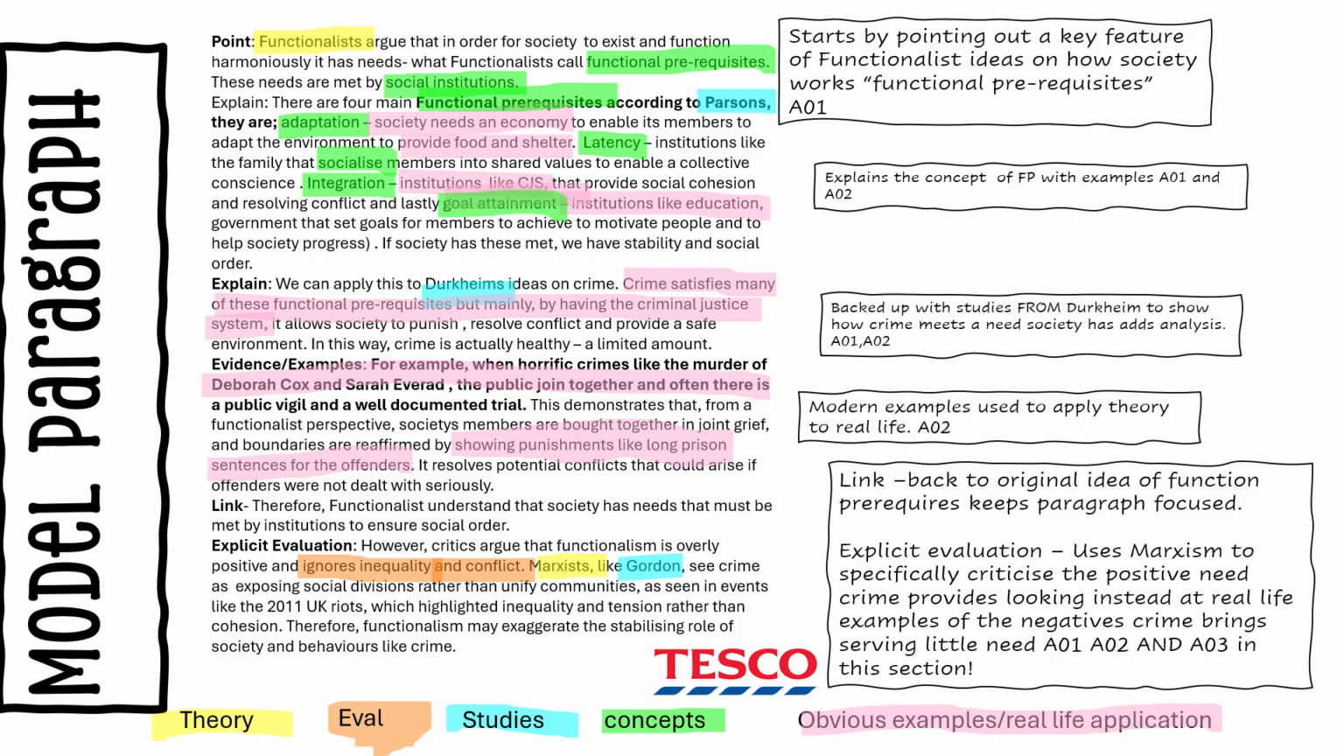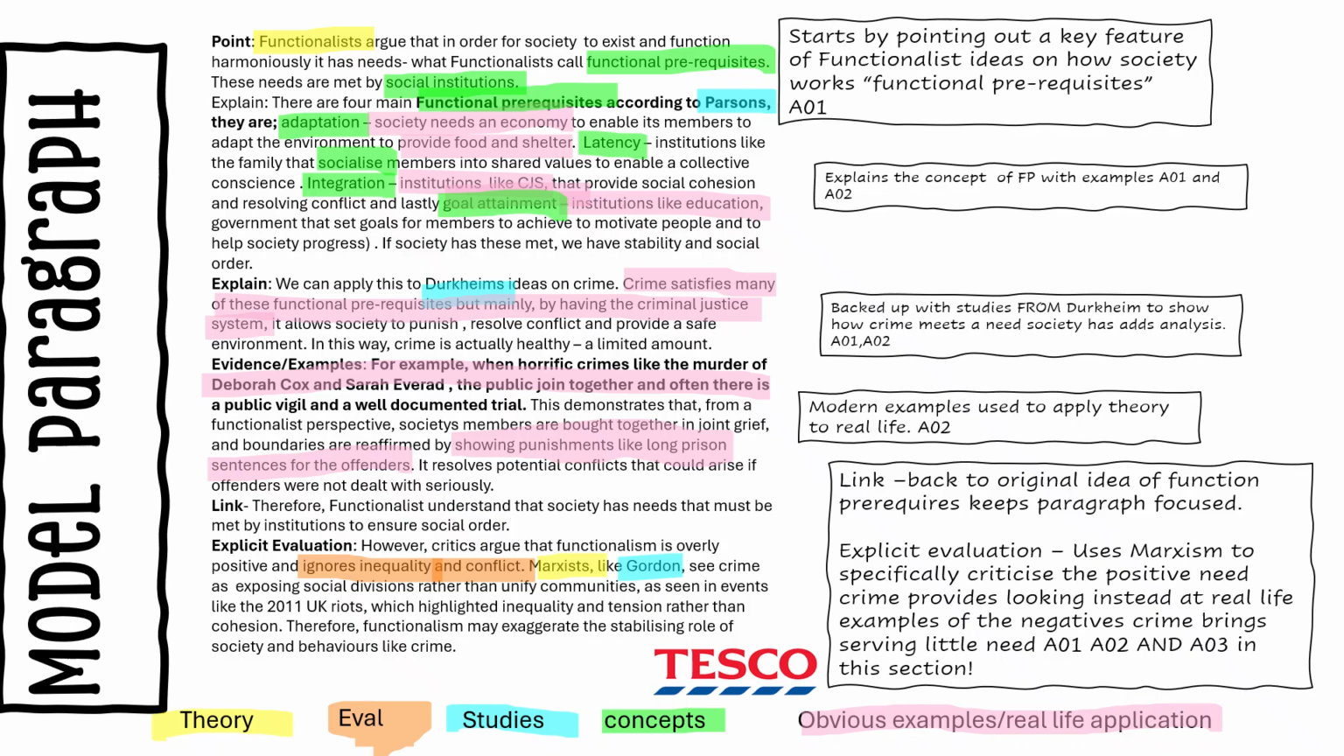So I link back to the question to make sure I'm focused still on the point that I was originally trying to make before I start my evaluation. The evaluation has to be explicit, so I can't just say Marxists would disagree. I have to say what it is about what I've just said that Marxists would disagree with. So I've given the example of Gordon, who sees crime as exposing social divisions rather than unifying communities, as seen in events like the 2011 UK riots.